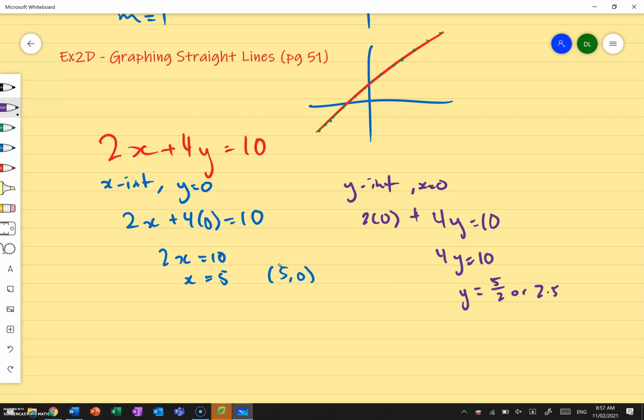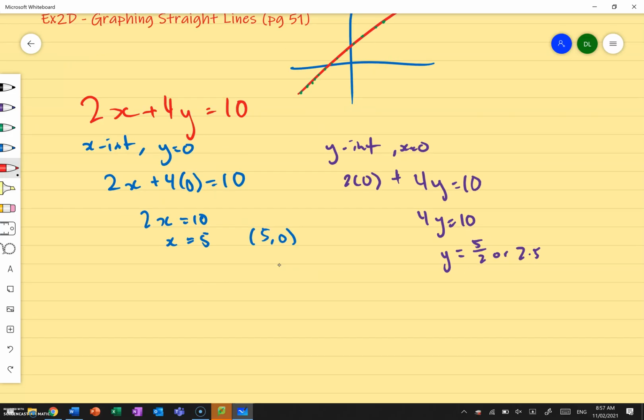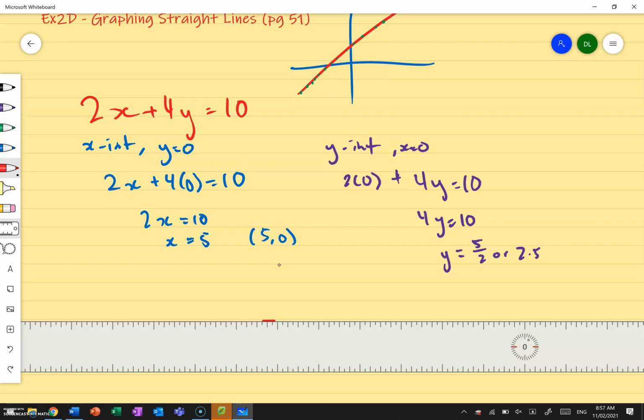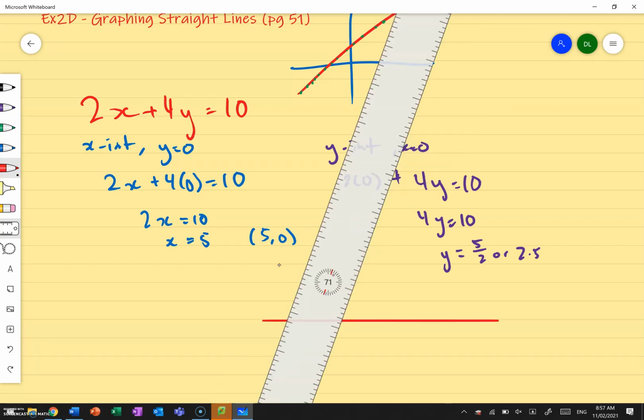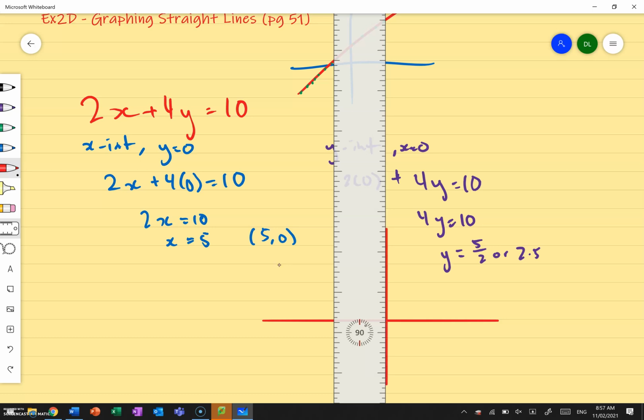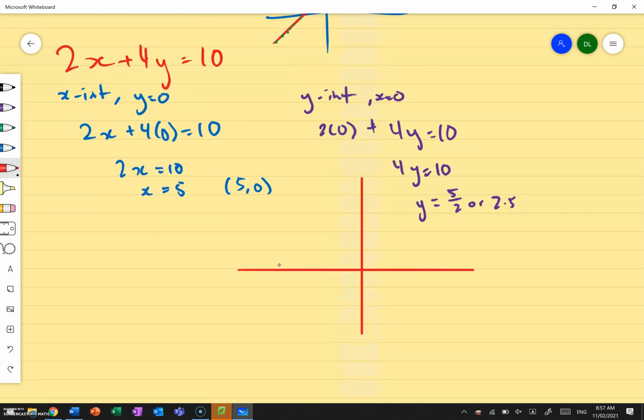All right, am I done? No, I have to actually graph it, right? So I'm going to go ahead and do a very poor rendition of a Cartesian plane. Lovely. Okay, so from here, I know that my points are (5, 0) and (0, 5/2). Remember that the second coordinate is our y value. I'm going to put those points in.